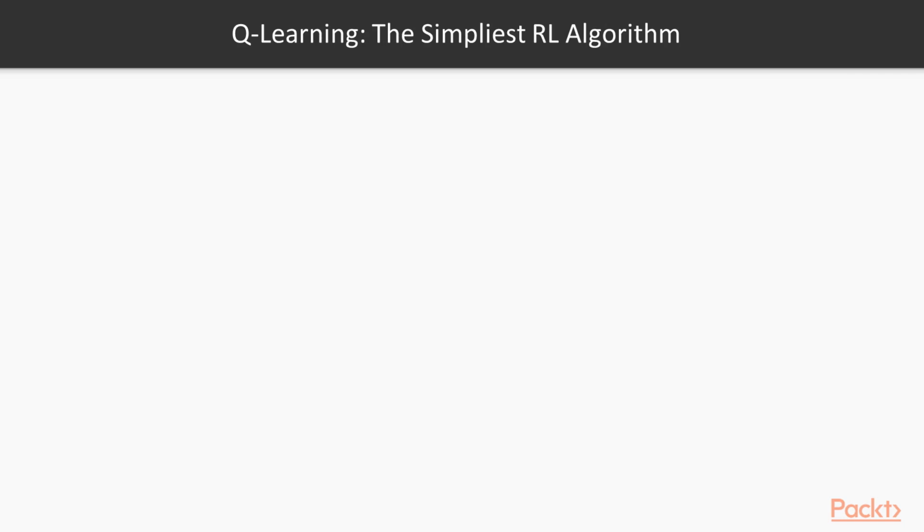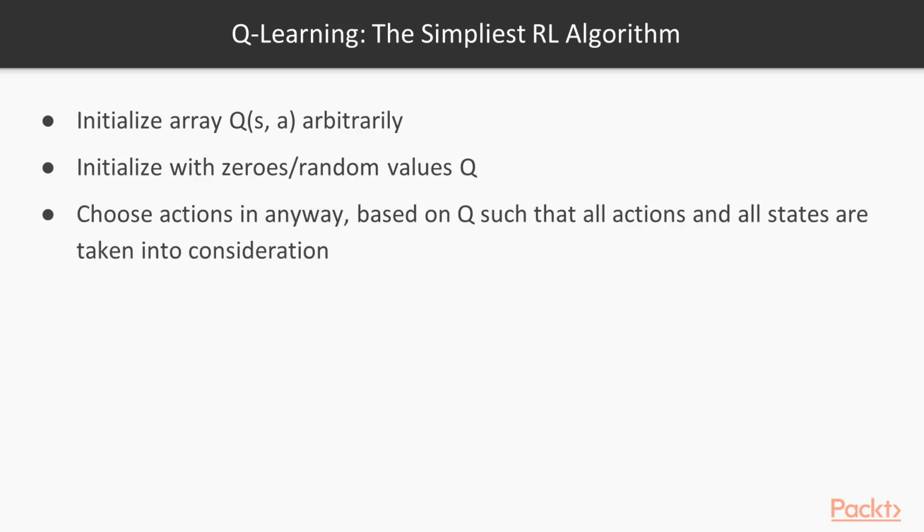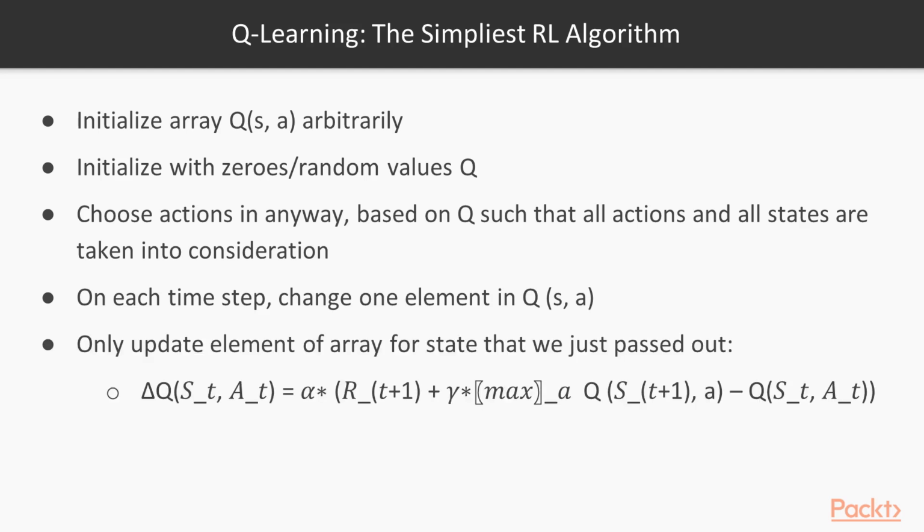Moving on, we learn about the simplest reinforcement learning algorithm, which is called Q-learning. In Q-learning, first of all, you initialize an array Q of states and actions arbitrarily. Then you choose the actions based on Q such that all the actions and all the states are taken into consideration. And finally, at each time step, you change only one element in Q, and only update the element of the array for the state that we just passed, meaning that we just covered. Let's look at an example, and then we will come back to this equation and hopefully it will be clearer.